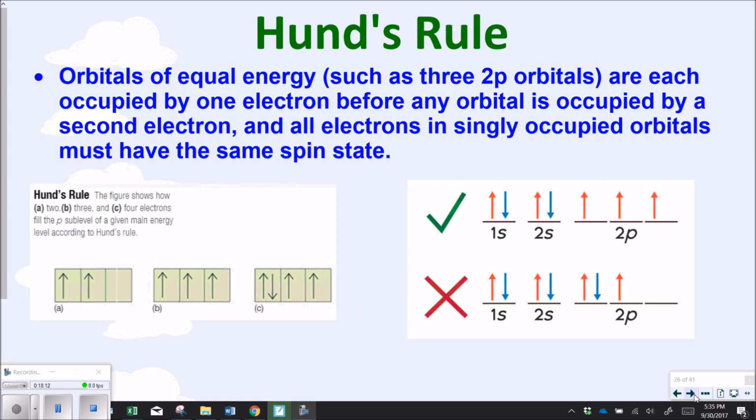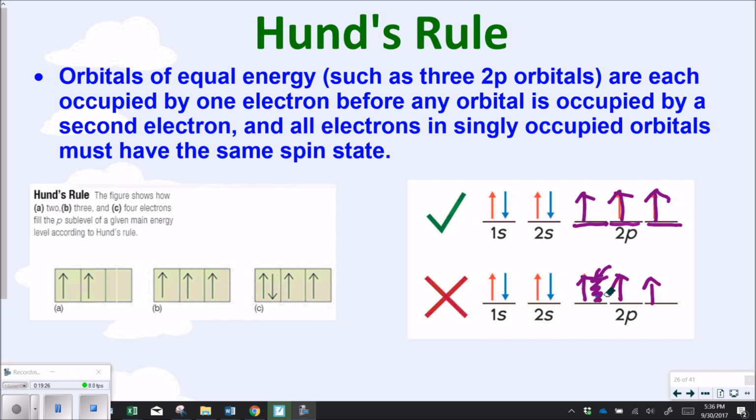Hund's rule states that orbitals of equal energy, such as the 3 2p orbitals, are each occupied by 1 electron before any orbital is occupied by a second electron, and all electrons in singly occupied orbitals must have the same spin state. What this means is that when you have orbitals such as p orbitals, which all have the same energy, for example, 2p, when the electrons come in, they come in singly, and they have the same spin state. So it would be wrong to make them go singly and then double up here before you put a single one here. So that arrow should not have gone here.